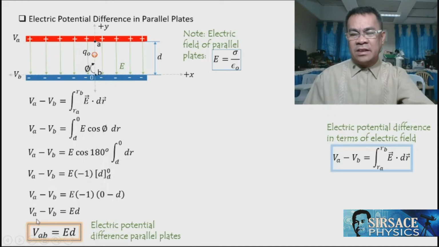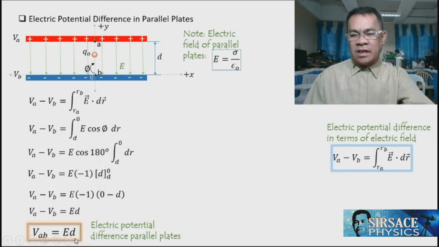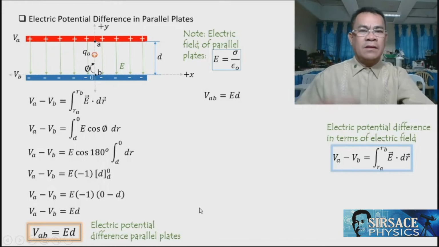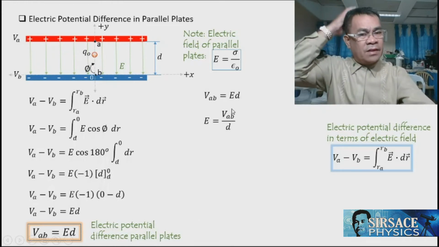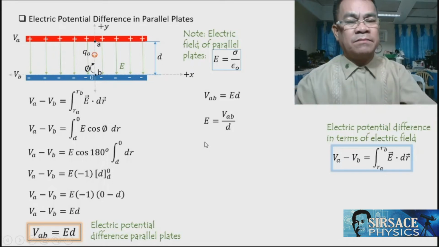So we can say that the potential difference from A to B is just the product of the electric field times d. This is only for parallel plates. So if you know the potential difference and wish to calculate the electric field, divide it by d, and the answer is the electric field.